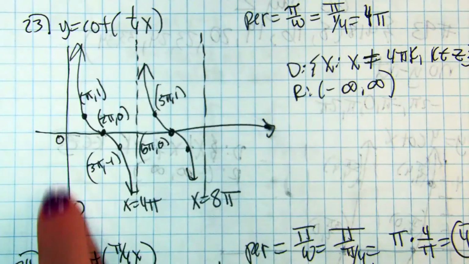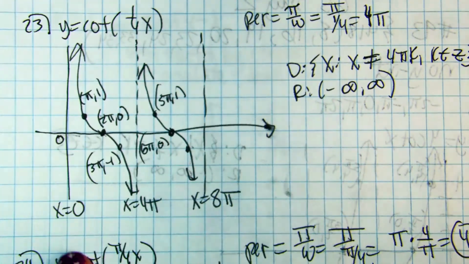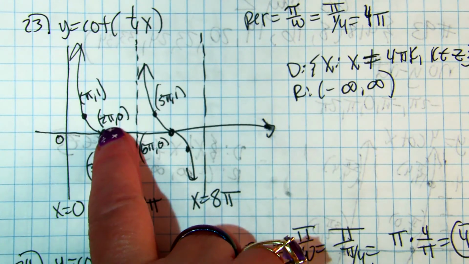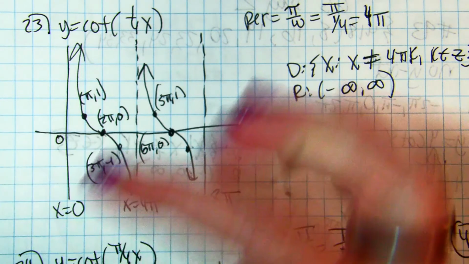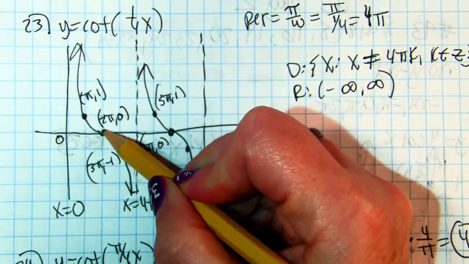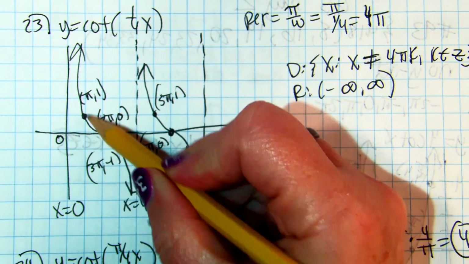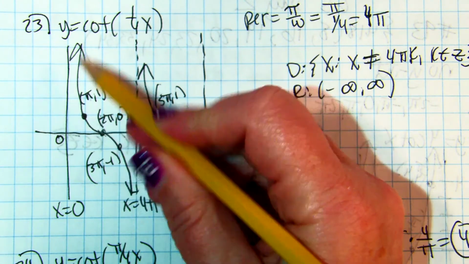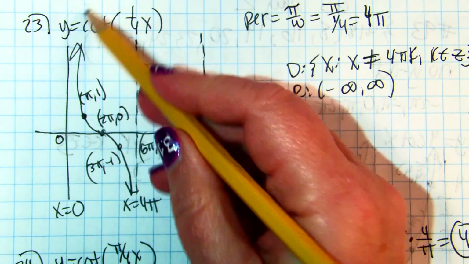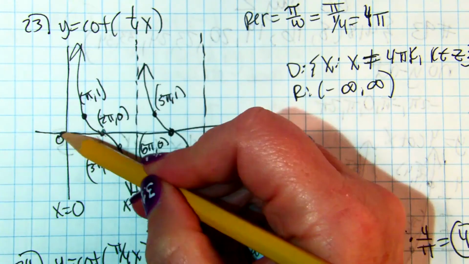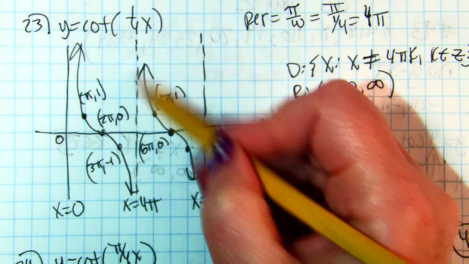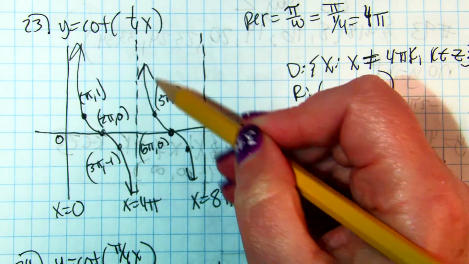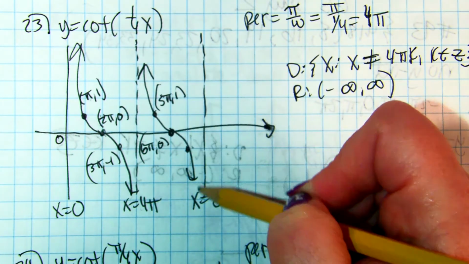It doesn't intersect the y-axis. That's one of the asymptotes. Halfway to 4 pi is 2 pi. So that's where the 2 pi, 0 is, the inflection point. Halfway from 0 to 2 pi is pi. So that's why it goes up to 1 there, because the number in front is 1. And then it's 1 pi, 2 pi, 3 pi, 4 pi, 5 pi, 6 pi, 7 pi, 8 pi. So we're going by pi's.